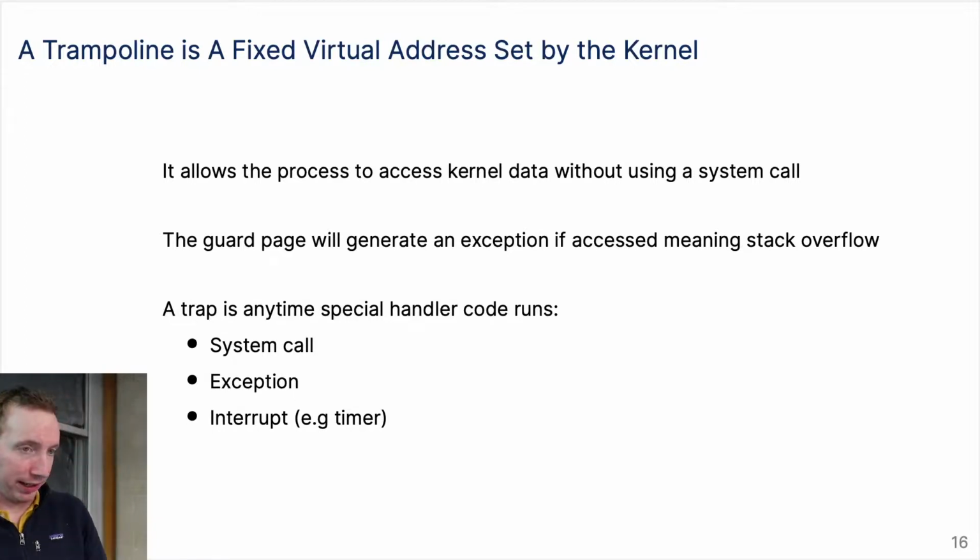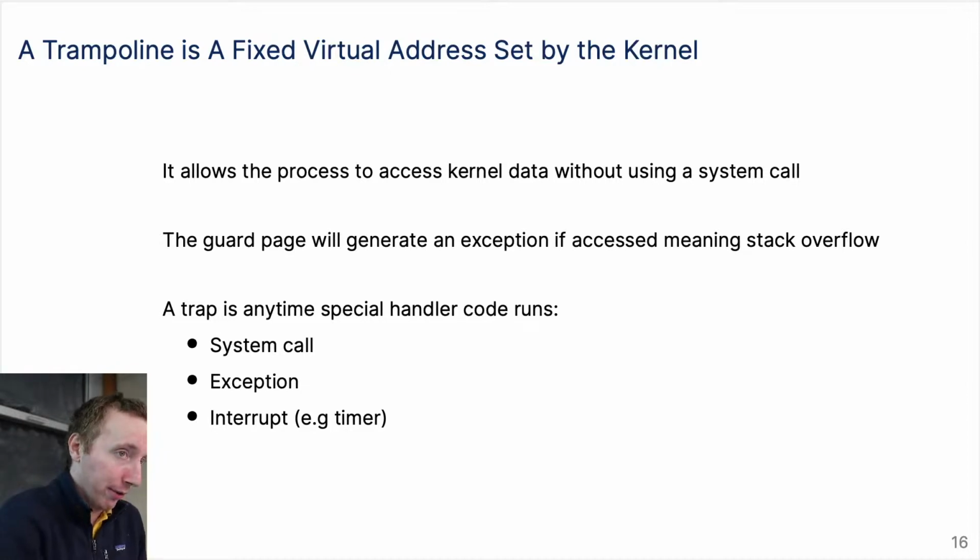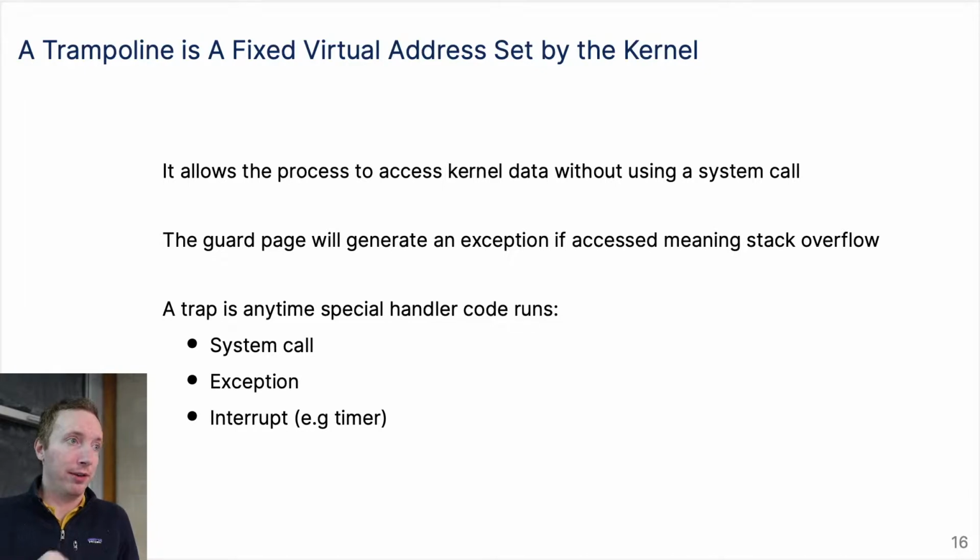But the trampoline is just a fixed address set by the kernel. So for some things, you can actually access kernel data without making a system call. And you have a guard page so you can detect whenever there's a stack overflow. The kernel could just put a guard page in and make it so that you don't have any permissions to access it, so that instead of overwriting random memory whenever you overflow your stack, it would generate a fault.